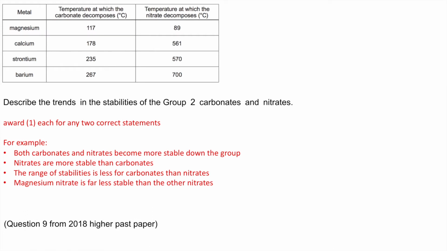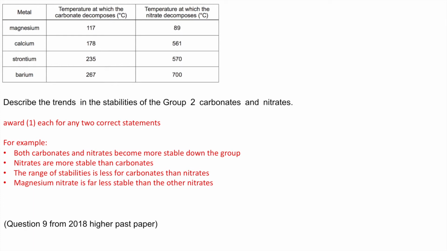Now, for this question, you are given the relative stabilities of the group 2 carbonates and nitrates, and you're awarded 1 mark for each of any 2 correct statements. For example, stating that both carbonates and nitrates become more stable down the group is correct, and that nitrates are more stable than carbonates. Stating both those statements would get you 1 mark.